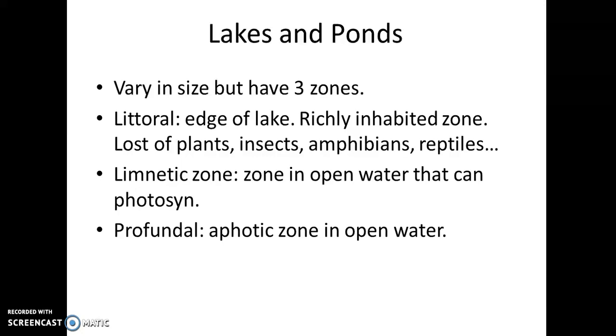Now, ponds and lakes vary in size, and they have three zones. The littoral, the edge of the lake, is a really richly inhabited zone. Lots of plants, insects, amphibians, reptiles. You see a lot of stuff near the shore. The limnetic zone is the zone in open water, which can be photosynthetic, so that's the top layer. And the profundal is the aphotic zone, which is in open water, which is below the limnetic zone.